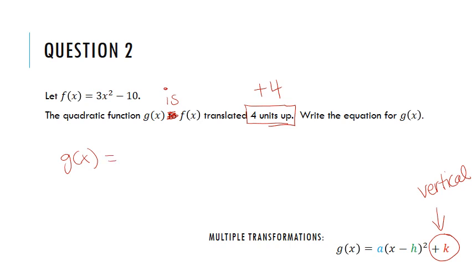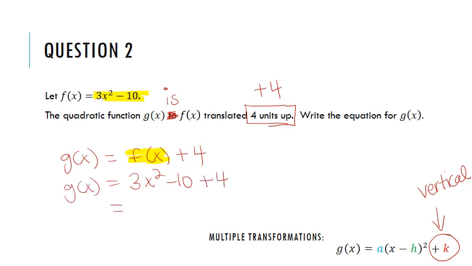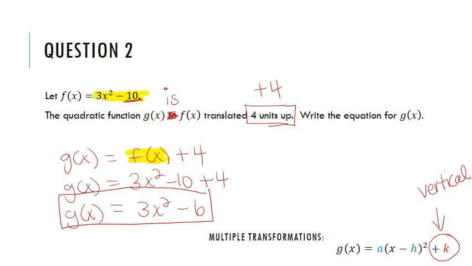So what we need to do is take our original function f of x and just add 4 to the end of it. I'm going to take my f of x function, 3x squared minus 10, and substitute that in right here. So I'm going to end up with 3x squared minus 10 plus 4, because I'm shifting it 4 units up. Then we just combine like terms, so 3x squared, this is going to turn into a minus 6. I was originally 10 units down, but I've moved it 4 units up, so now I'm only 6 units down from the origin, or from that 0, 0 spot. So there is my new equation, g of x, after we have translated it 4 units up.